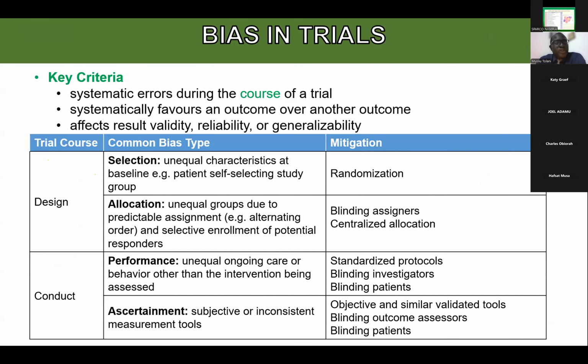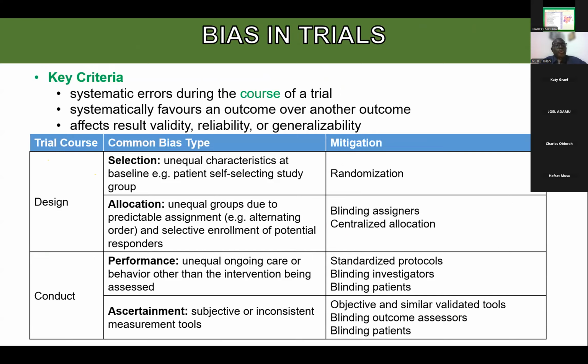And there are various forms of biases in trials, and biases are basically systematic errors during the course of a trial. They really affect the validity, reliability, and generalizability of trial results. It can occur during the design as a selection bias or an allocation bias. Ways to address selection bias is by randomization, and allocation bias by blinding those that are allocating the intervention itself, as well as centrally allocating the patients to groups.